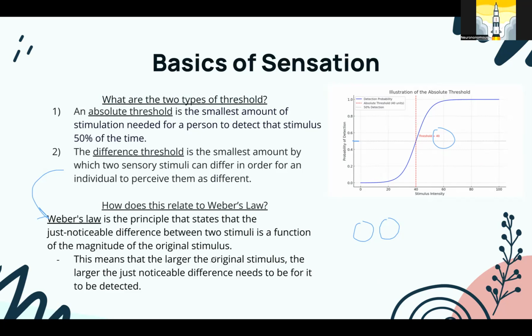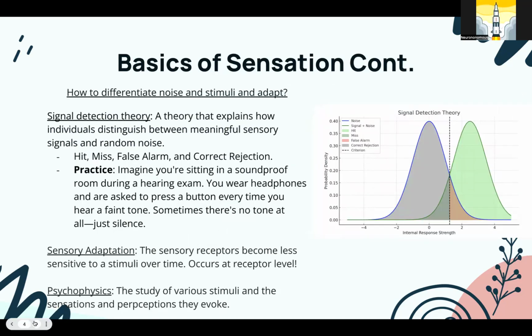So always try to make some connections that you know of, like mine was the gumball, and it will make this concept much easier for you. We also need to take a look at how we differentiate noise and stimuli and adapt as well. So the signal detection theory is a theory that explains how individuals distinguish between meaningful sensory signals and random noise. And you might have seen this in your psychology classes. You might have seen this table or graph as well.